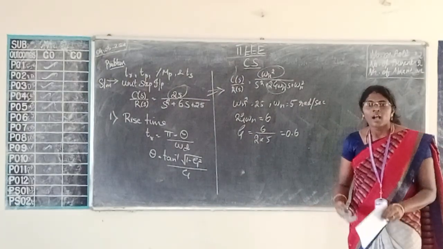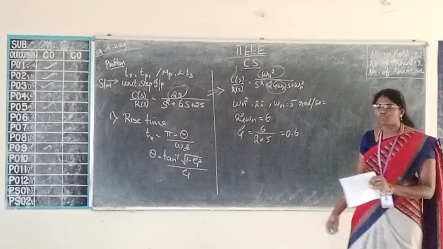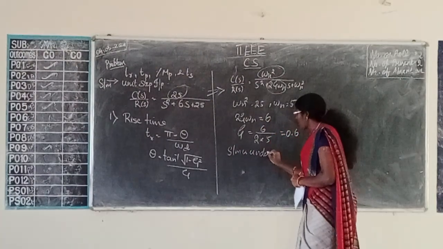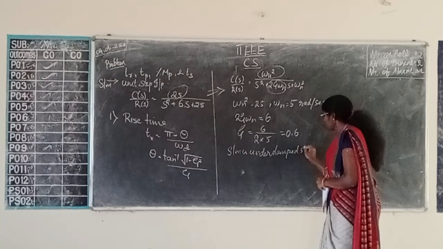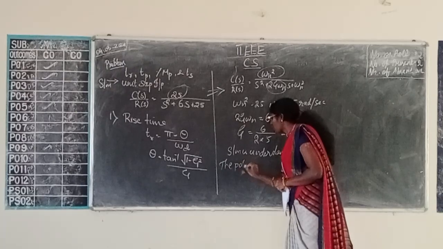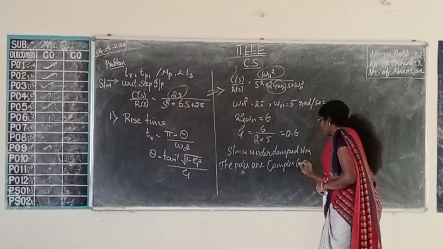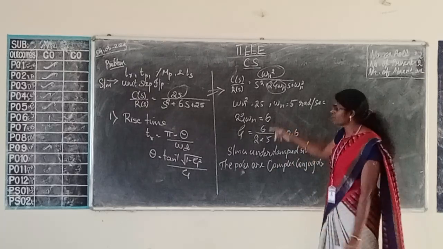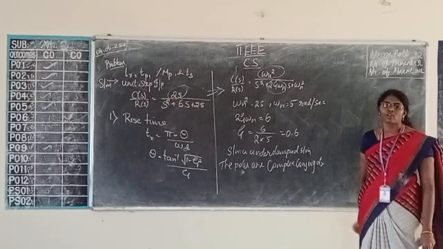So the system is an underdamped system, and the poles are complex conjugate. We have to declare here that since the value of zeta is 0.6, the system is underdamped and the roots of the poles are complex conjugate. After declaring this, we substitute the value to find theta, and after that find the rising time.